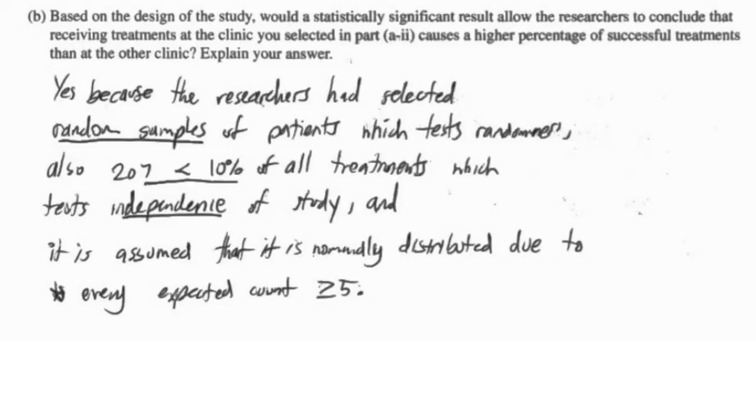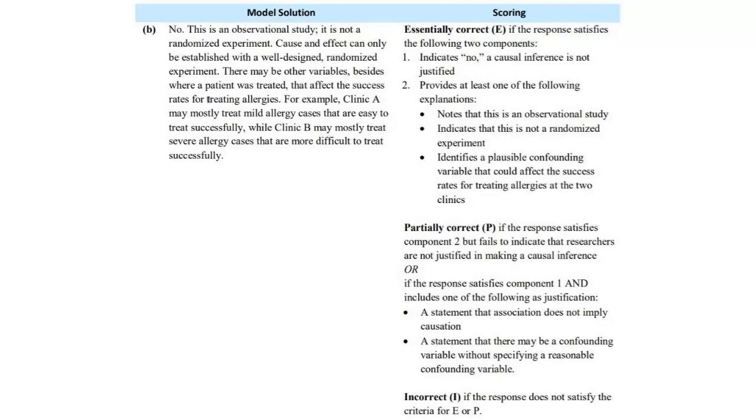All right. If you need help scoring your section, please let me know. But again, in order to get a partially correct, you either had to give some reasons but never actually said yes or no, or you said no and you talked about confounding variables but you didn't give an example. If you say it's an observational study or we can't determine cause from an observational study and you had your no in there, that's an essentially correct.